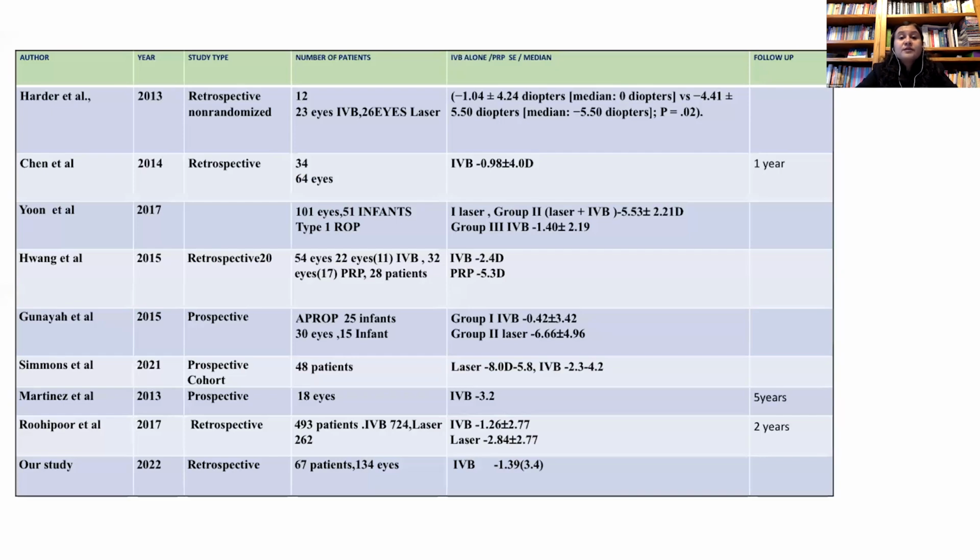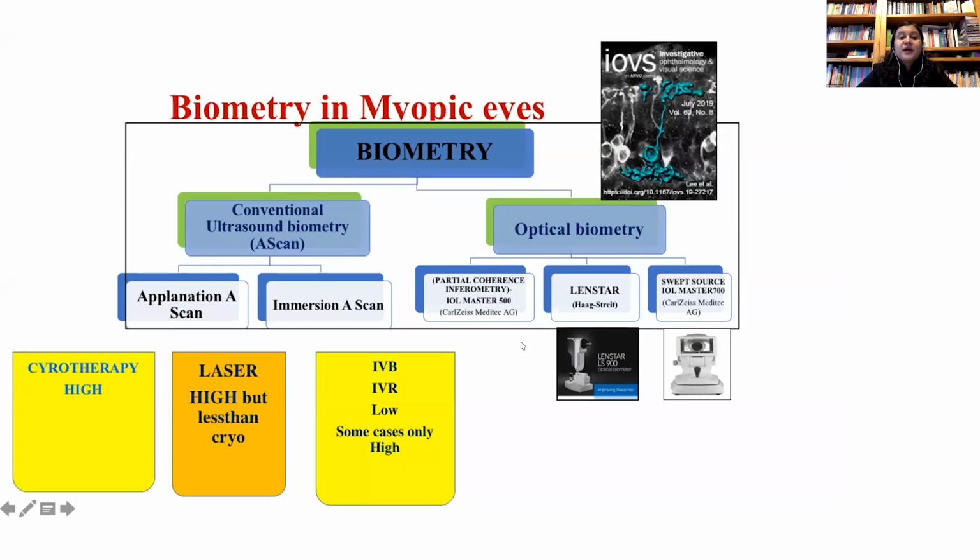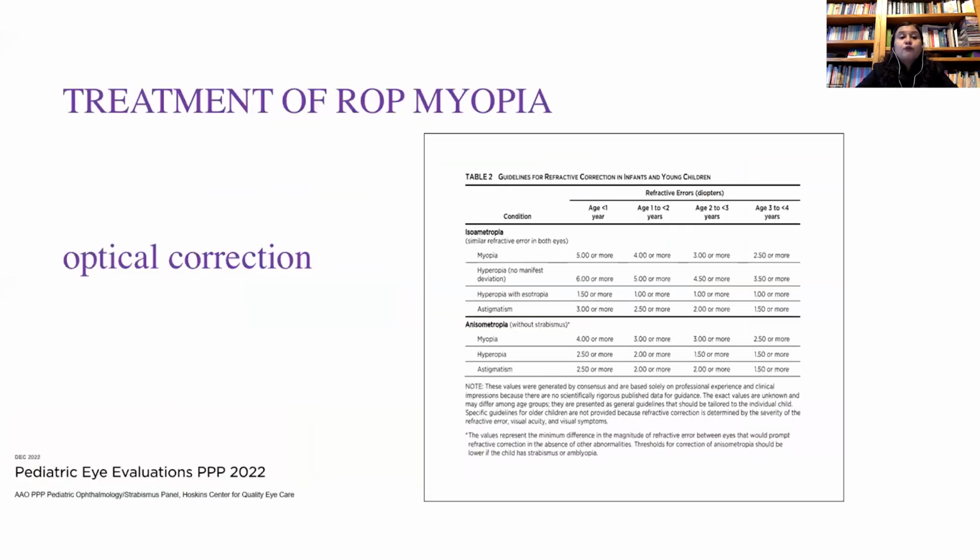So these are various studies, and this table shows various retrospective and prospective studies comparing laser and IVB, and in most of the studies, if you see, the spherical equivalent in the laser group is quite high compared to IVB. Biometry in these eyes can be done by conventional or optical biometry, and optical biometry is the preferred one. Now what about treatment for ROP myopia?